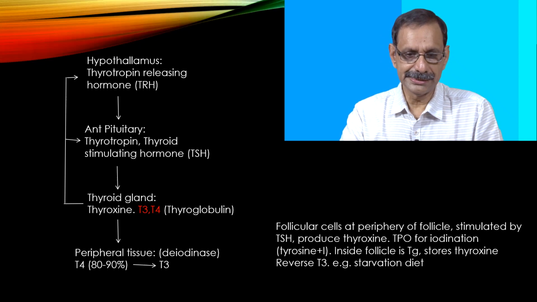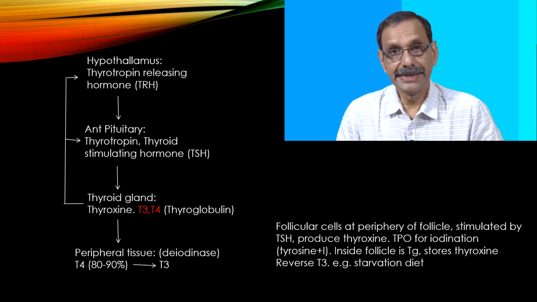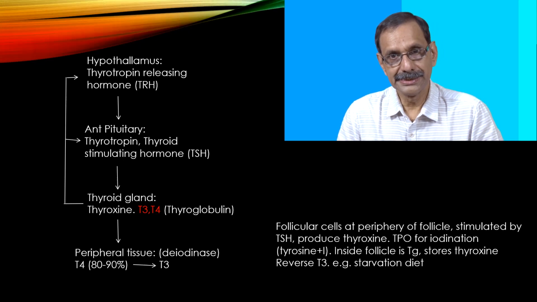So it is of advantage for T4 to be secreted and to be converted to T3 at the site of action. And that is what happens by deiodination. That is, one iodine is removed from T4 to make it triiodothyronine. Thyroid TPO is for iodination of tyrosine in the thyroid gland, and inside the follicle is thyroglobulin, as I have already said, which stores thyroxine. Then there is another thyroid hormone called reverse T3.